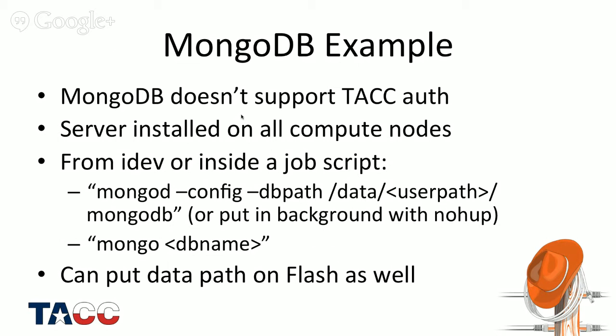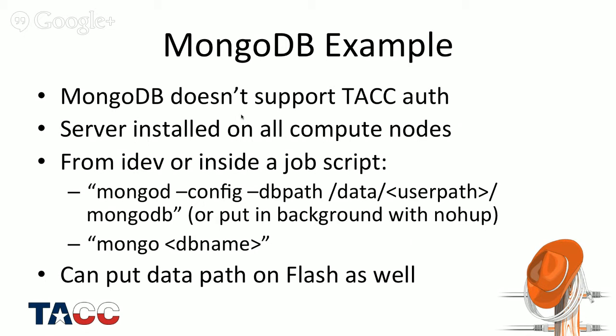MongoDB is already installed on all of the Wrangler compute nodes, so you don't need to do anything special. You can start up an IDEV session, or you can run a job, and inside the job script you have this command, this mongod command. This is what starts up the MongoDB process. And under dbpath, I've shown an example here. This is fictional, but you'll have your own user path on the data file system. It could be the work file system. It could be GPFS Flash to access the Flash. And I'm assuming that you've created this MongoDB directory.